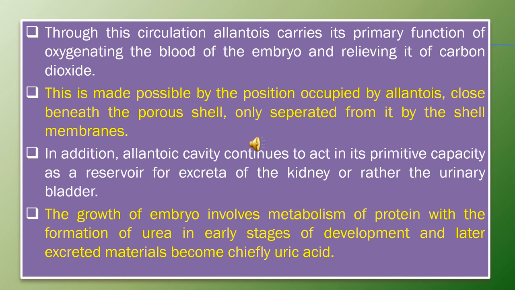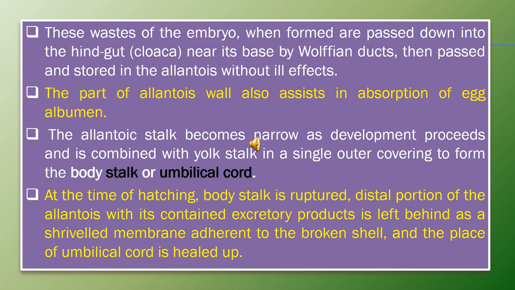The growth of the embryo involves metabolism of protein, with the formation of urea in early stages of development, and later excreted materials become chiefly uric acid. These wastes of the embryo, when formed, are passed down into the hindgut, near the base of the cloaca, by the Wolffian duct. They are passed and stored in the allantois without ill effect, and part of the allantois wall also assists in absorption of egg albumin. The allantoic stalk becomes narrow as development proceeds and is combined with the yolk stalk in a single outer covering to form the body stalk or umbilical cord.